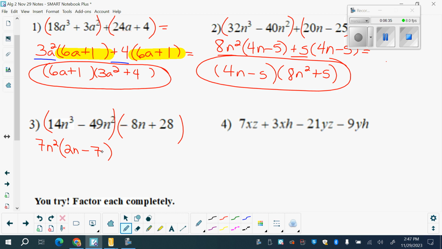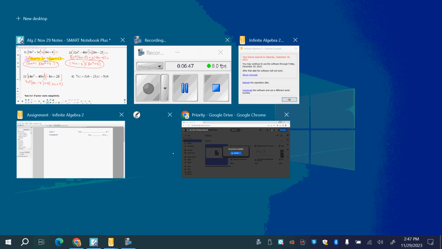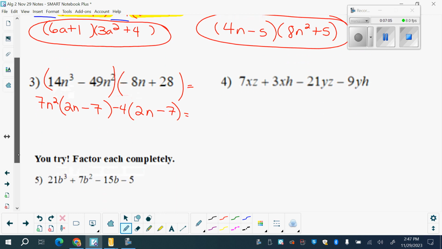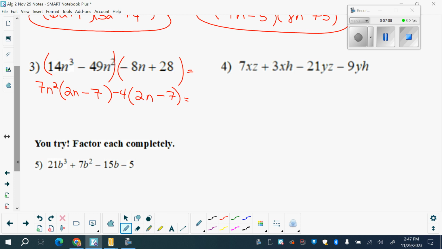Okay, so I'm going to try it with a 4 and see what happens. We do 4, then we get a negative 2n and we get plus 7. It's not the same, is it? So we need it to be a negative 4 on this one. We want those to be the same, so we're going to change this to a negative 4. And then that becomes negative 7. Does that make sense? So then my answer, 2n minus 7, and 7n squared minus 4.